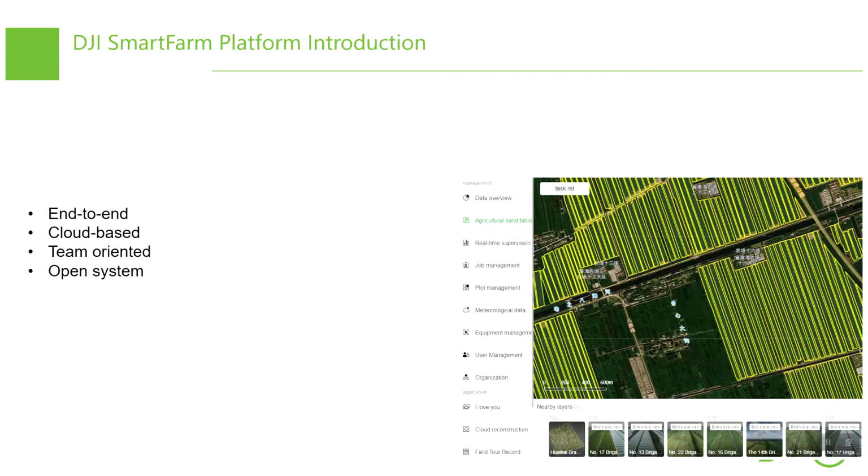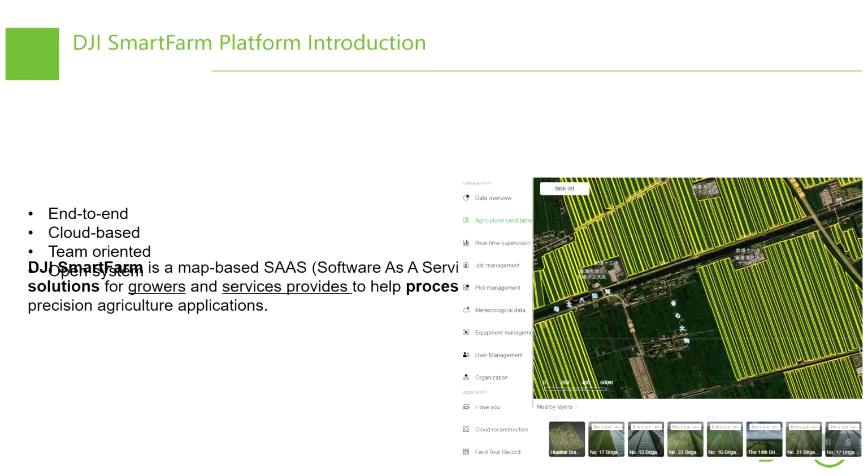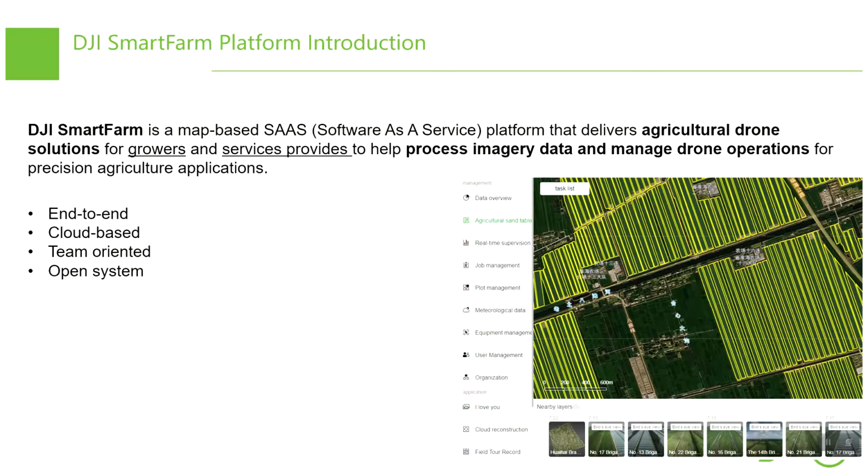This is how DJI SmartFarm was born. DJI SmartFarm is a map-based SaaS, software as a service, platform that delivers agricultural drone solutions for growers and service providers to help process imagery data and manage drone operations for precision agricultural applications.